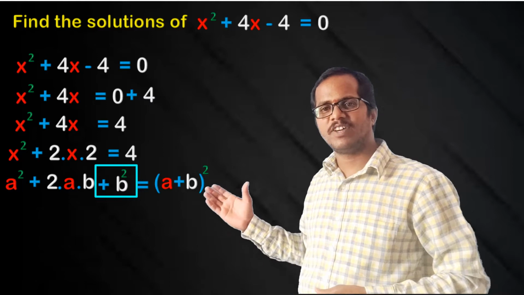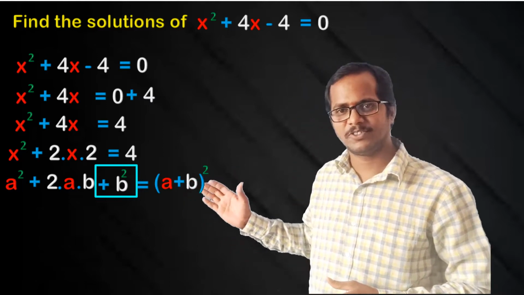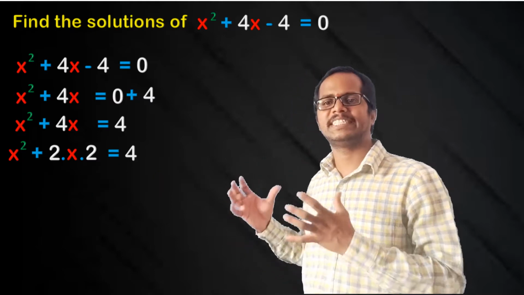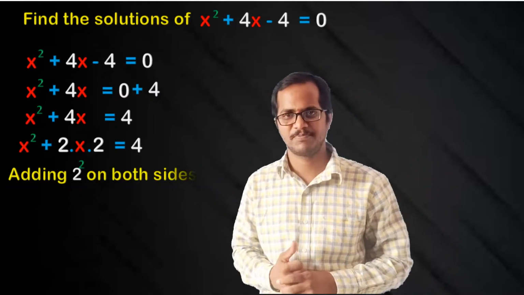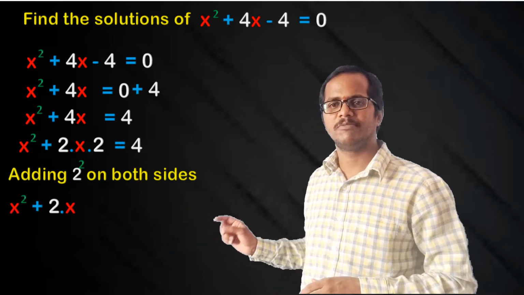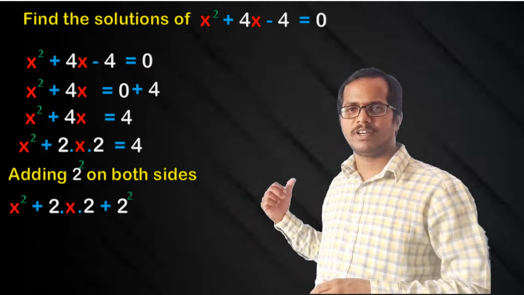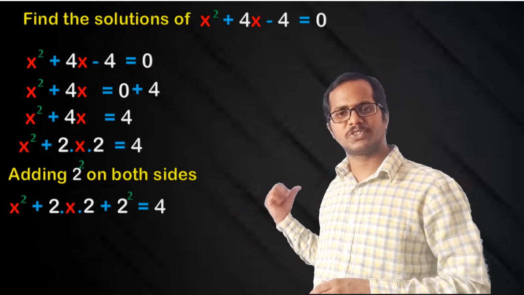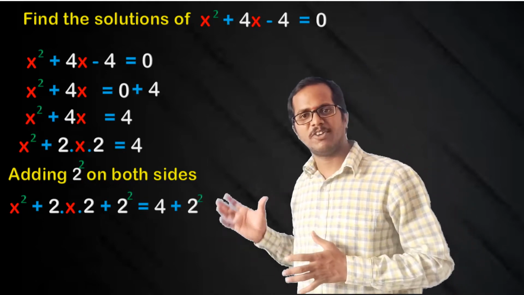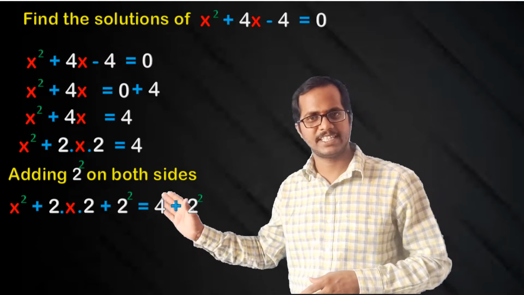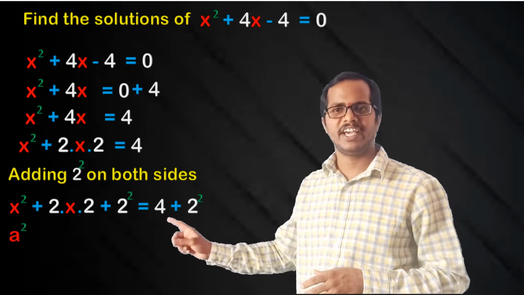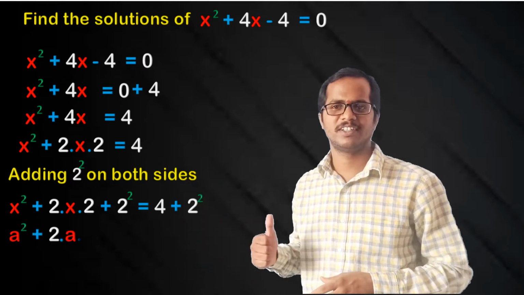So which one did we treat as b? 2. So b square means what we have to add here? 2 square. So let us add 2 square on both the sides of this equation. So what we get now? x square plus 2x into 2 plus 2 square equals to, on the right hand side, 4 plus 2 square. We add 2 square on both the sides so that the equality holds good. Now the left hand side part is clearly in the form of a square plus 2ab plus b square, where a is x and b is 2.